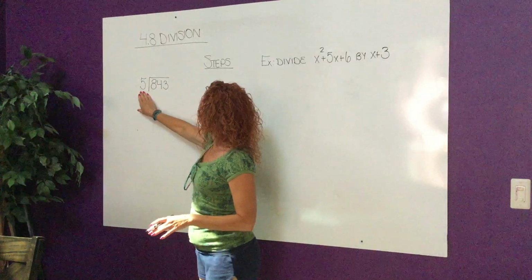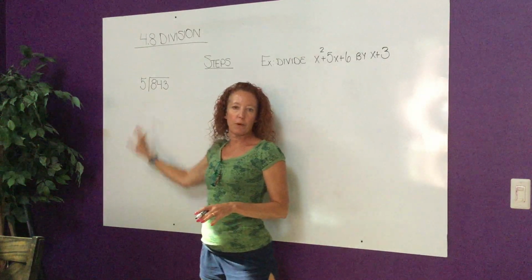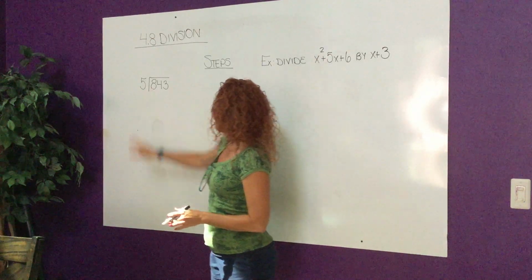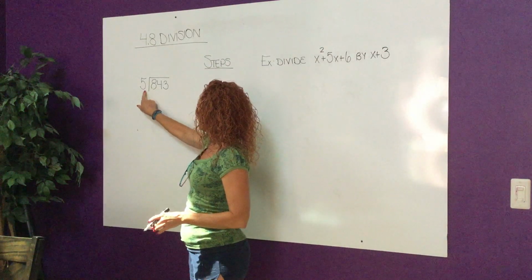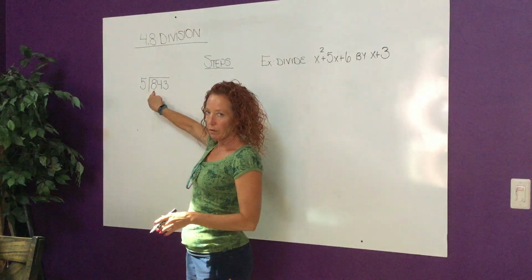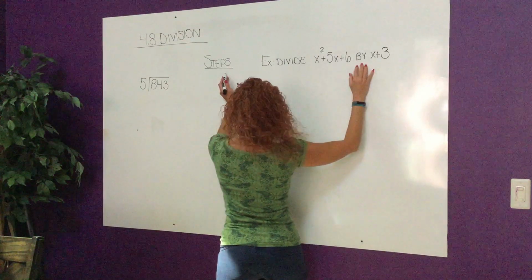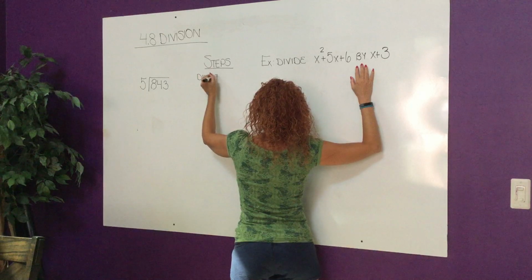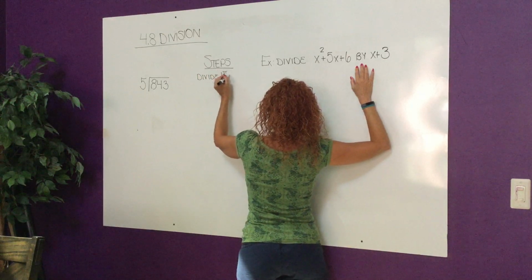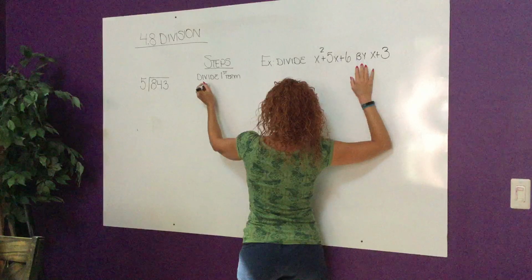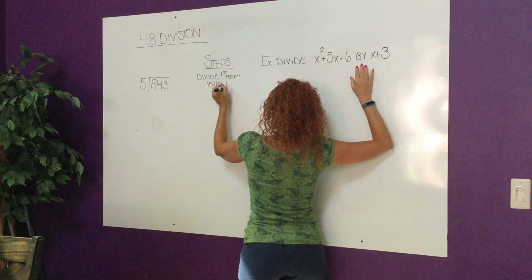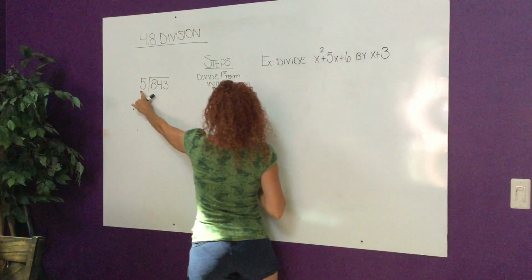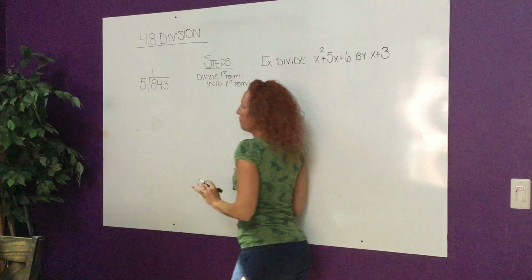Think about if you were going to divide 5 into 843. What would we do first? Well, we would divide that 5 into that 8. So we would divide into the first term. So in our steps to apply that same idea here, we're going to divide our first term into the first term. So 5 goes into 8 once.